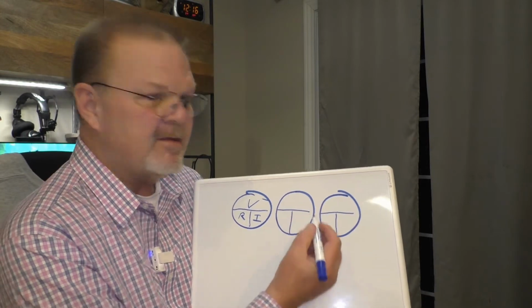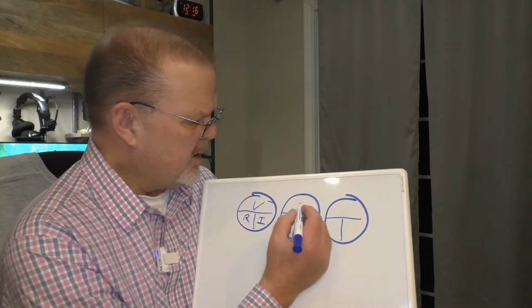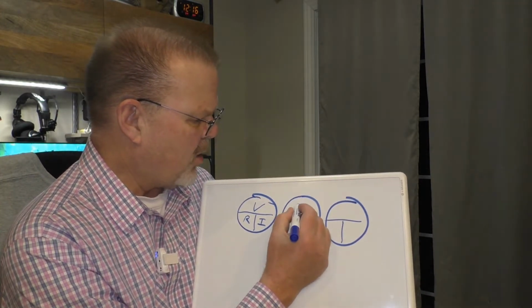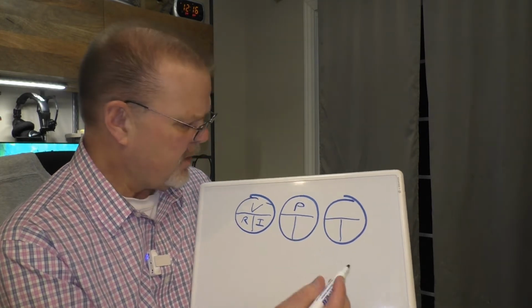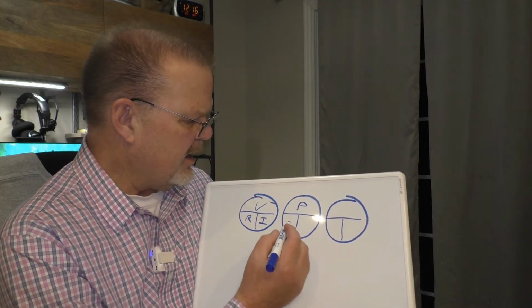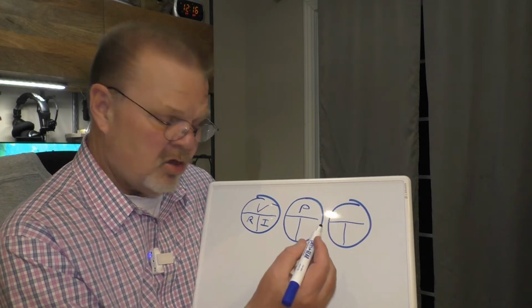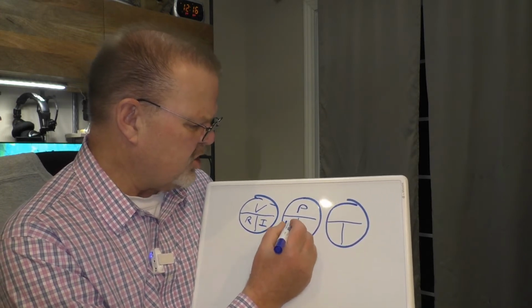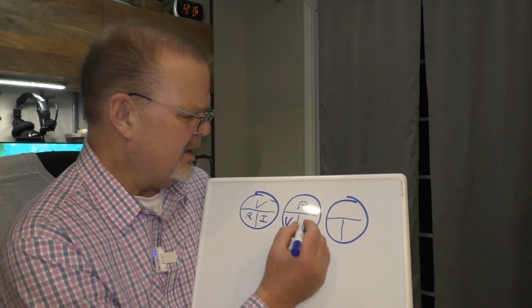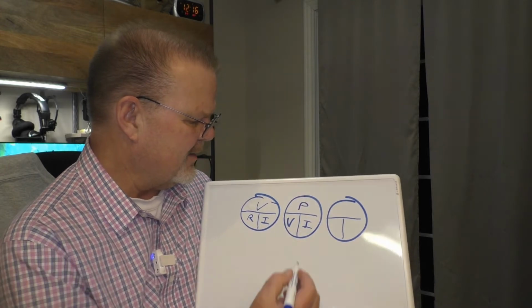The next one is the power equation. So, we're going to have our power in watts, and that is equal to voltage, V, times the current.